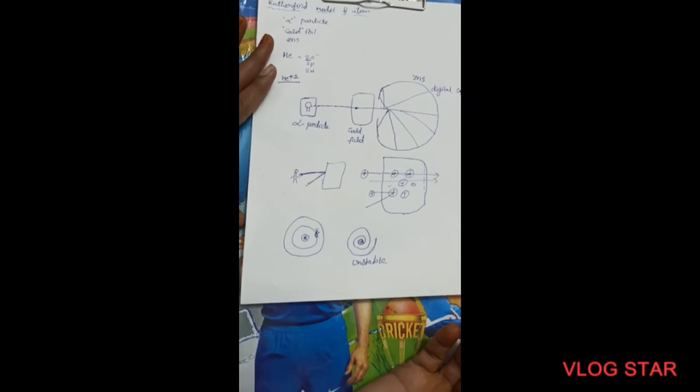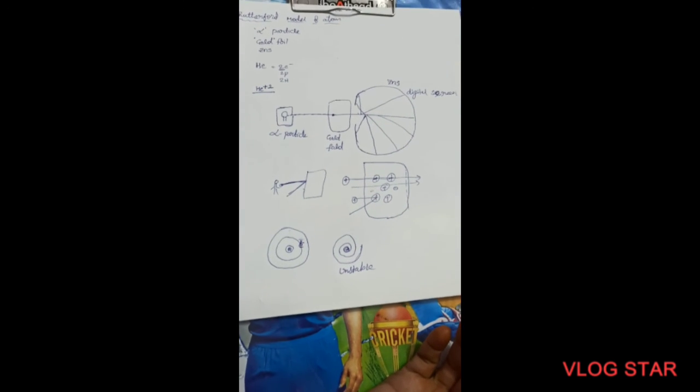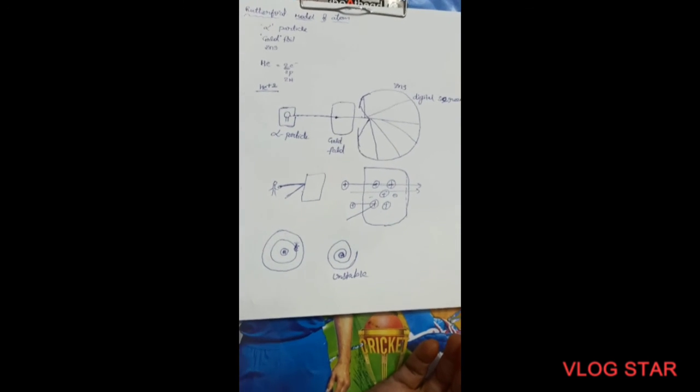Based on this drawback, another scientist, Niels Bohr, proposed a new atomic model. We will discuss it in the next section.